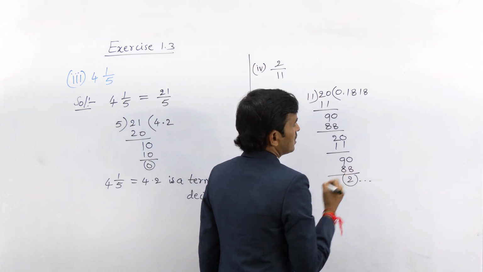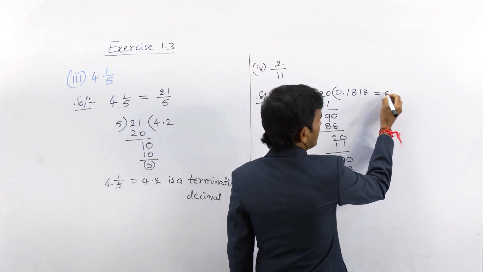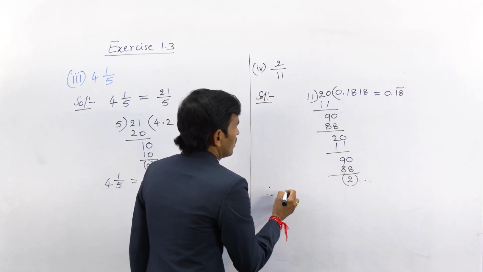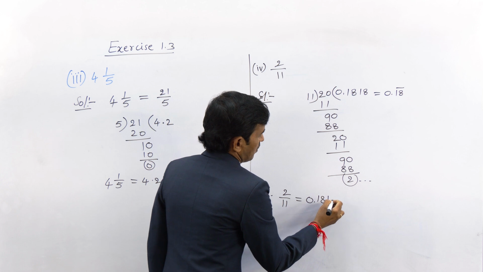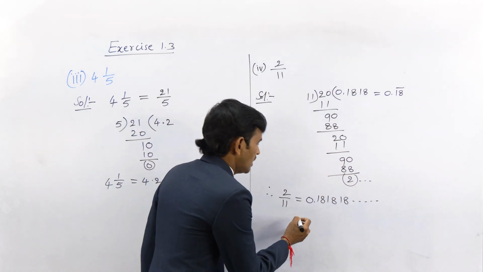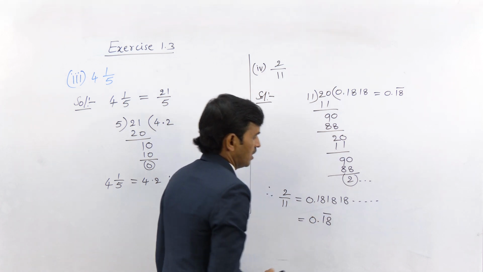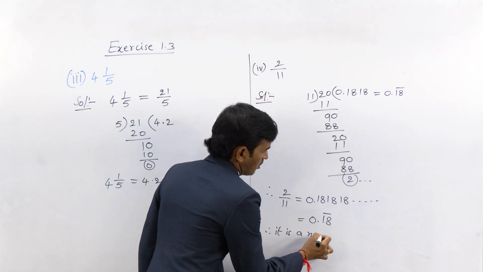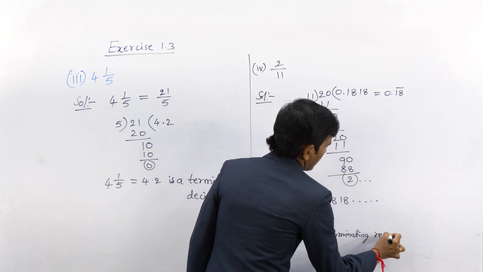So it repeats in the same manner. Therefore, what is the digit pattern repeating here? 0.18 bar. So 2 by 11 is equal to 0.18, 18, 18, and so on. That is the reason we can write it as a non-terminating and repeating decimal. Therefore, it is a non-terminating repeating decimal.